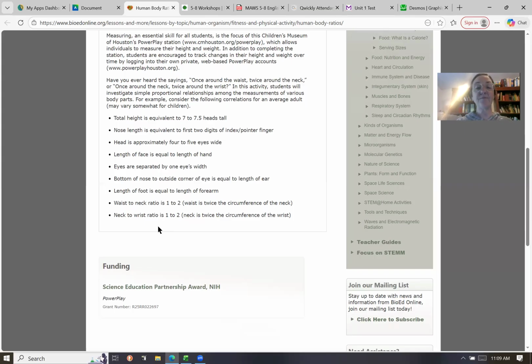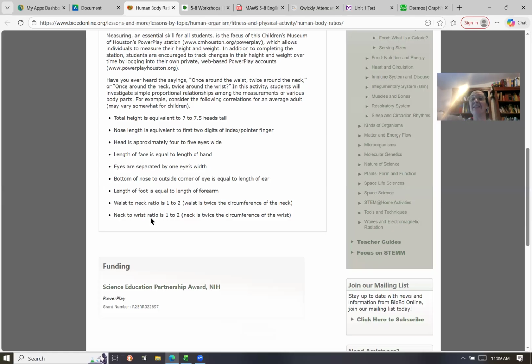So don't squeeze, but you can look at the circumference of your neck is about half of the circumference of your waist. And then you can compare your neck circumference to the wrist circumference. So your neck circumference, around your neck, is about twice the distance around your wrist.